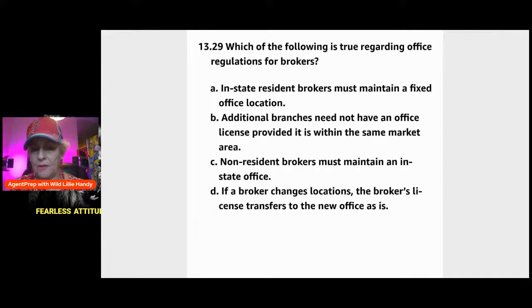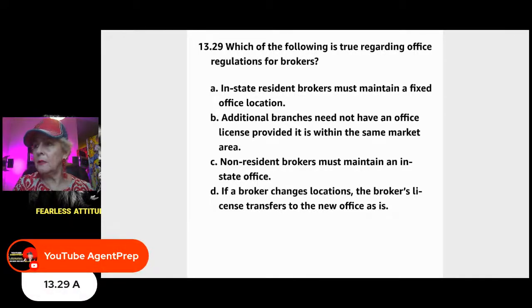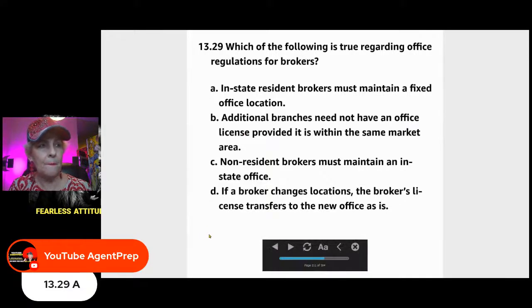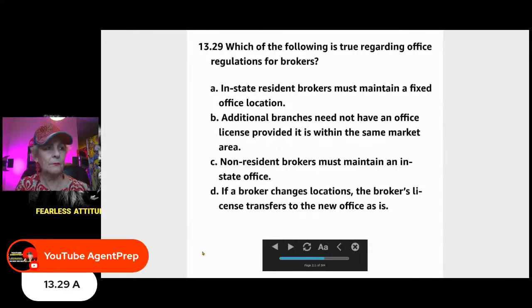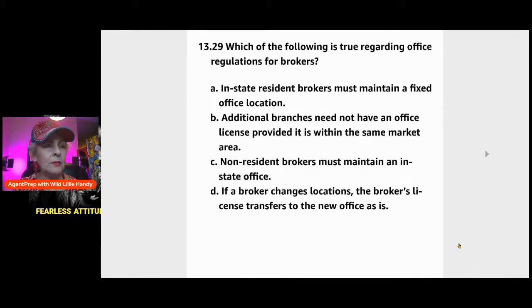Okay, so did I type that in? I sometimes get confused when there's answers that say need not have an office. They do have to have an office license. So non-resident brokers, that one is not a true office regulation for non-resident brokers to have an in-state office.